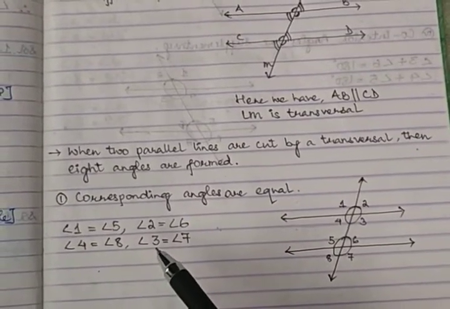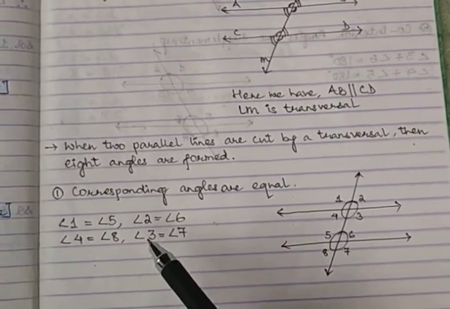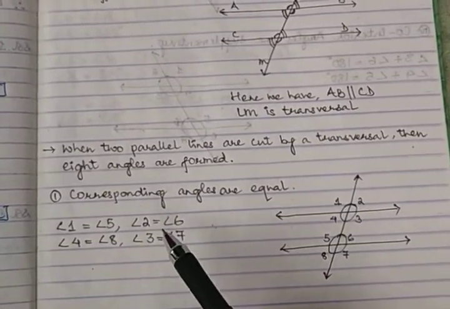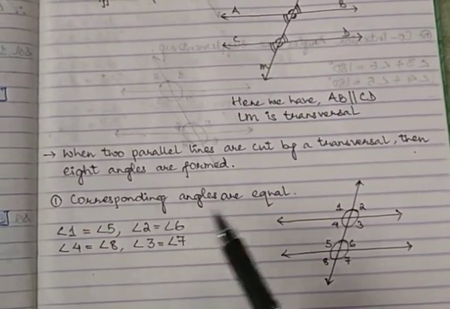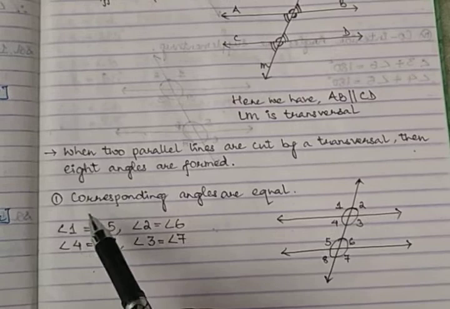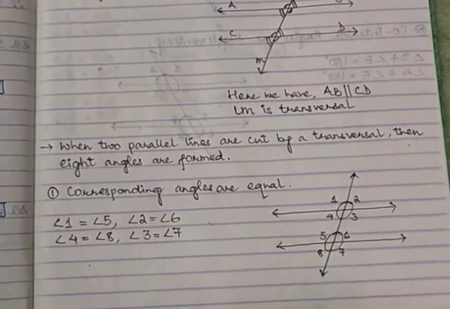Okay, the relation between some angles among those 8 angles will be known as corresponding angles, and those which fall under the category corresponding angles will be equal. So that is what I have written here. See, number 1, corresponding angles are equal. Okay, now which angles are corresponding?